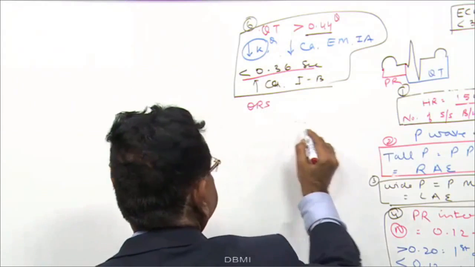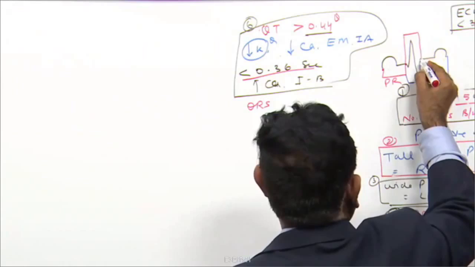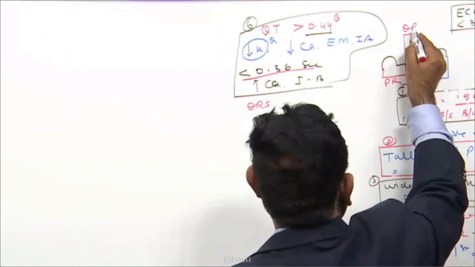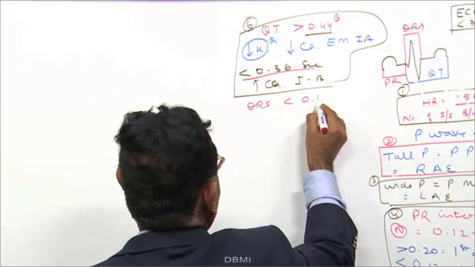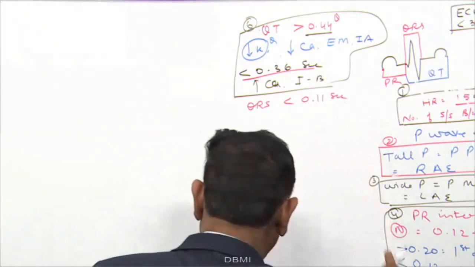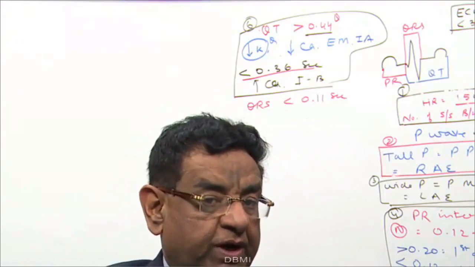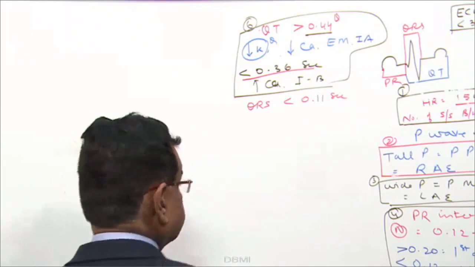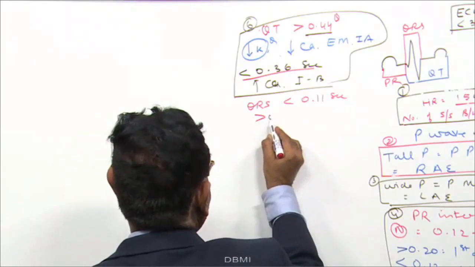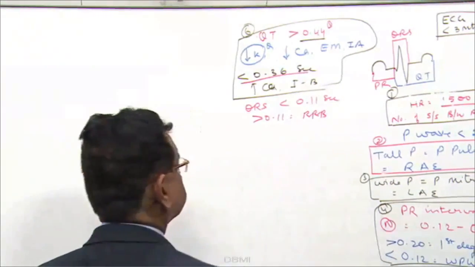QRS interval. This is the QRS interval. Normal QRS is always less than 0.11 second. And if it is more than 0.11 second, then we call it bundle branch block.